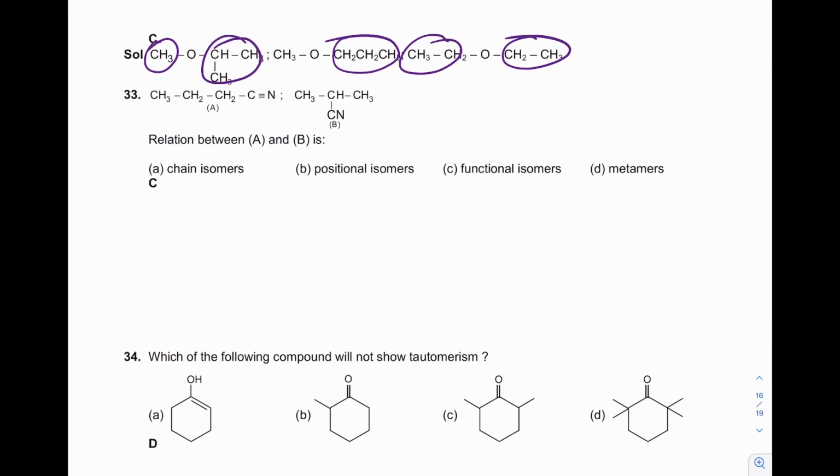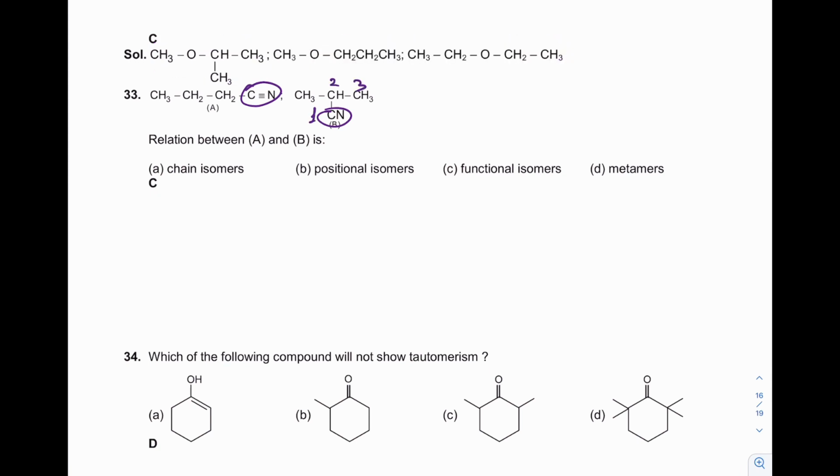Next, in this case, the functional group is the same. The position of the functional group is the same, because it is a carbon-containing functional group where numbering starts from that carbon. So the first one is 1, 2, 3, 4, four carbons in the main chain. Here, three carbons in the main chain. So they are chain isomers.